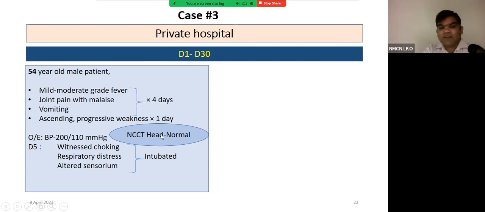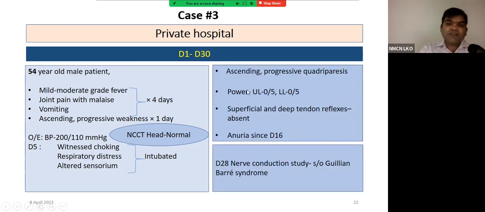On examination, initial blood pressure recording was systolic 200, diastolic 110 mm of Hg. So NCCT was done to rule out hemorrhagic stroke. That was normal in study. But on day 5, the patient had a witnessed choking, respiratory distress, and altered sensorium. So in view of respiratory distress and altered sensorium, the patient was intubated and continued on mechanical ventilation. But the patient continued to have ascending progressive quadriparesis.